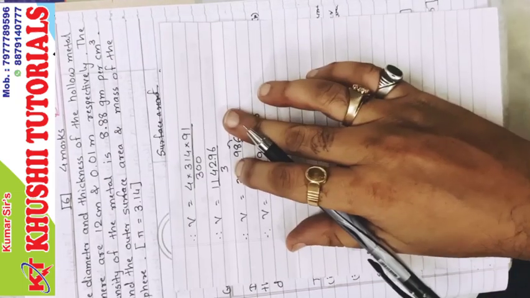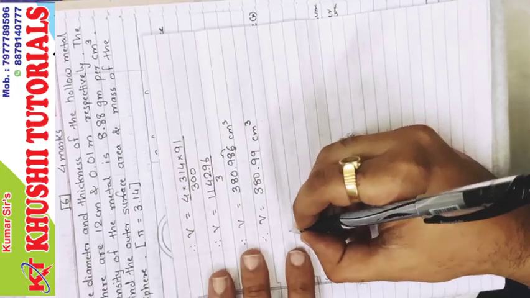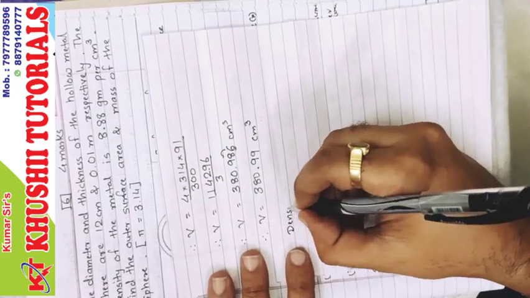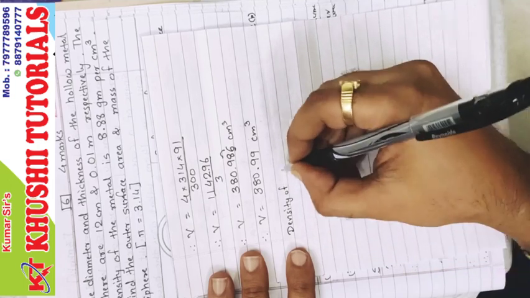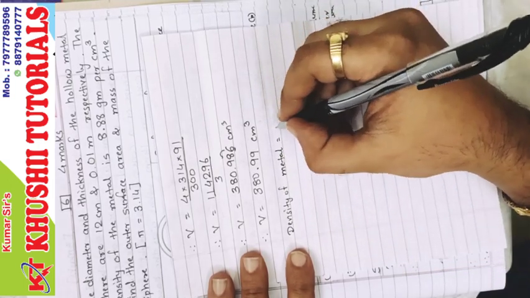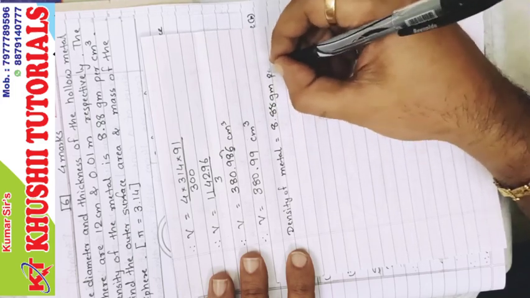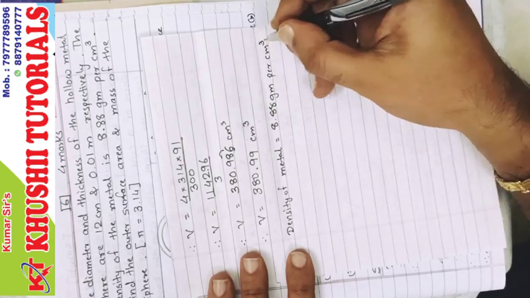Now what else do we need to find? The density of the metal is given. Now we will write the density of metal equal to 8.88 gram per centimeter cube.